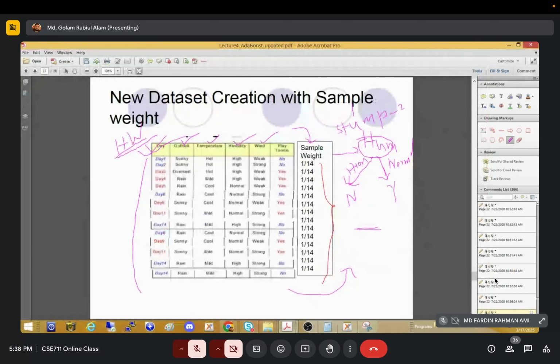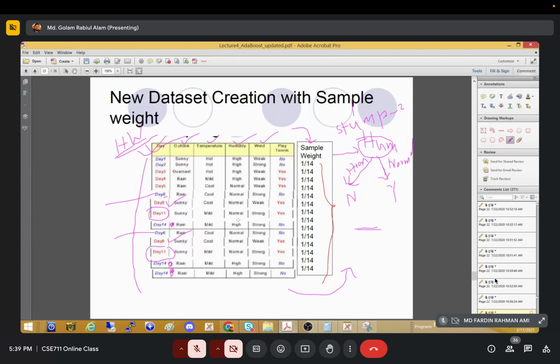And if we closely observe our new data set, we can see day 6, here is day 6, and this is day 9, here is day 9, this is day 11, here is also day 11, and day 14 is there, here is also day 14, here is also day 14. That means the misclassified instances appeared multiple times in our new data set.